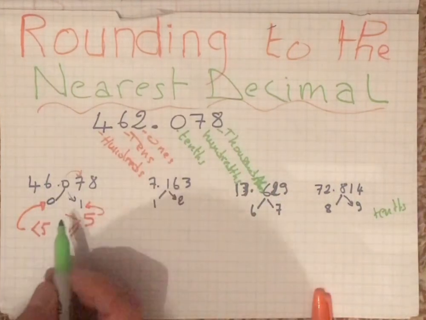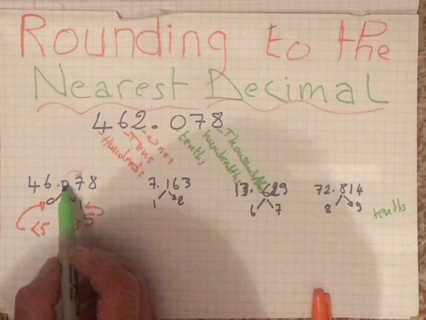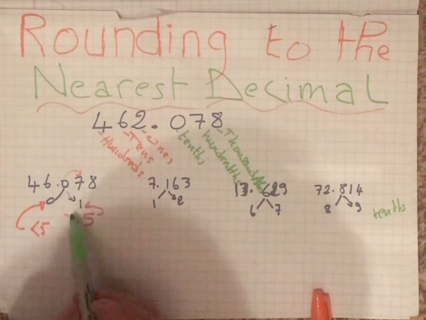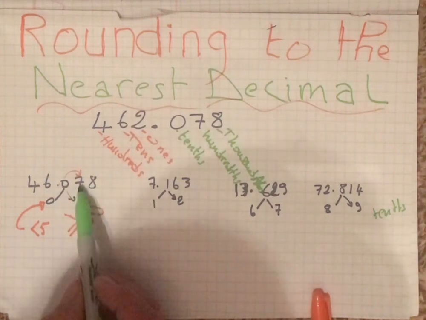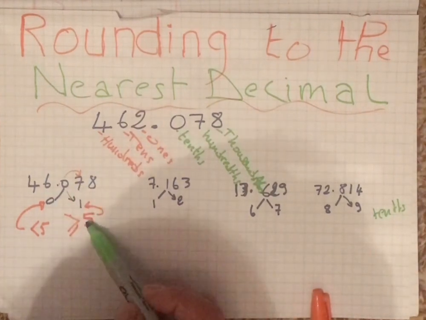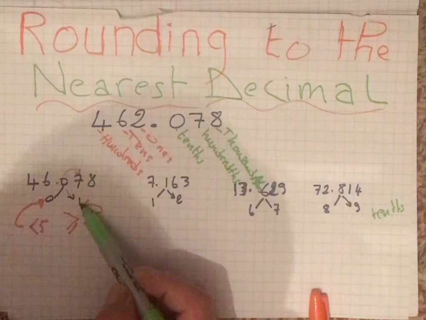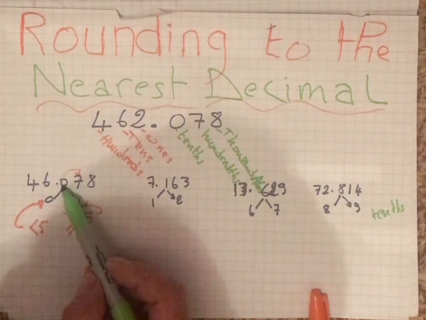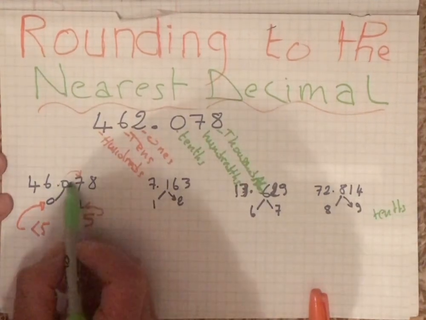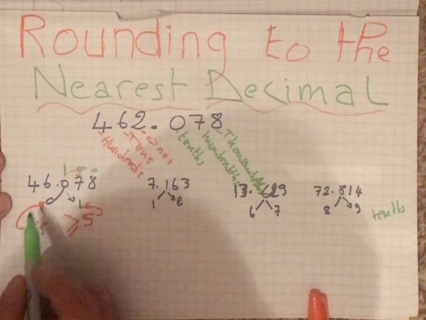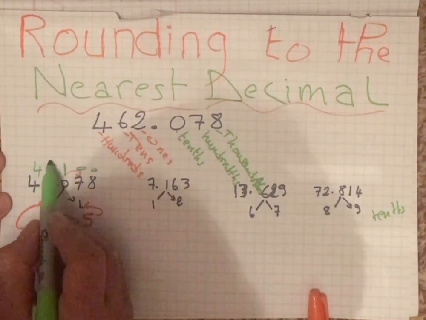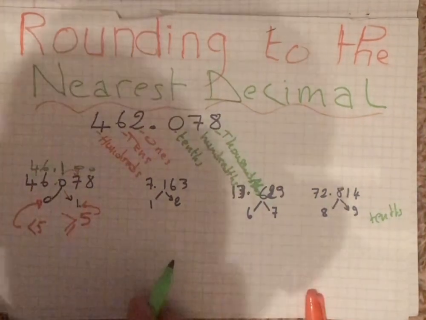In our case, we want to round this 0 either to 1 or 0. What decides it is the next digit, 7. We know 7 is above 5, so we round up. So this number will become 1, and all the rest will be 0. Then we write the others as they are: 46.1.